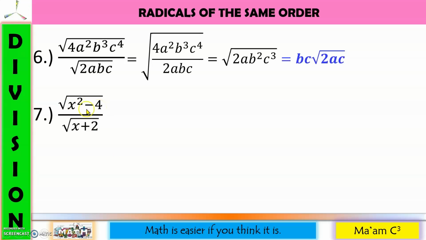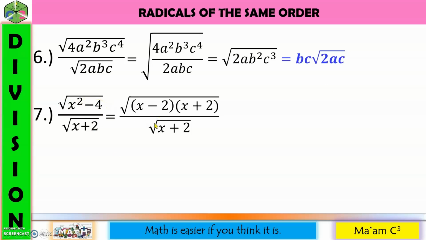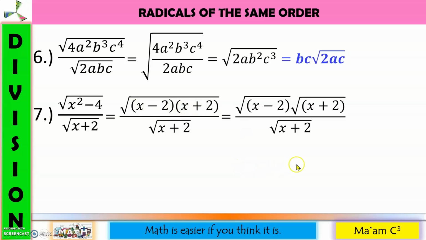Next one, x squared minus 4 is a difference of two squares, and it has factors. The factors are x minus 2 and x plus 2. So let me just separate this for you to see it better. So from here, we can cancel out square root of x plus 2. So our final answer is square root of x minus 2.